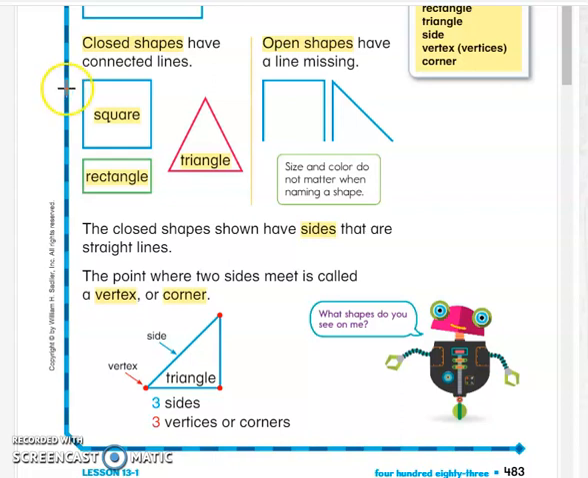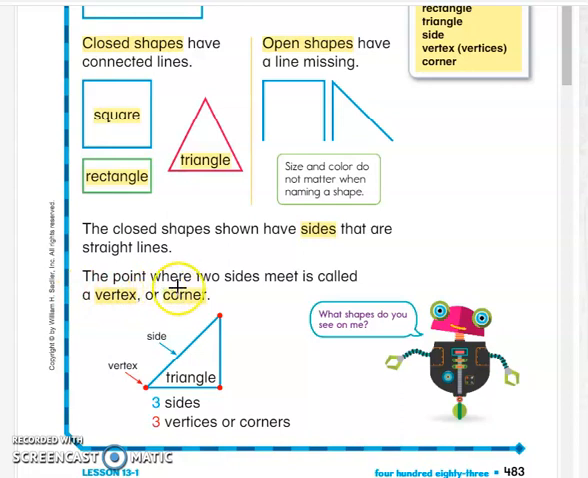Okay? So let's look at these 3 shapes here. We have a square, a triangle, and a rectangle. How are all of these shapes the same? So one thing that is the same about all of them is that they're all closed shapes. Another thing that's the same is that they all have sides. A rectangle has 4 sides, a square has 4 sides, a triangle has 3 sides. One other thing that is the same about them is something we're going to talk about down here.